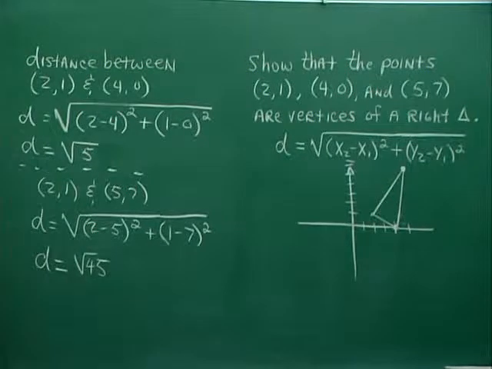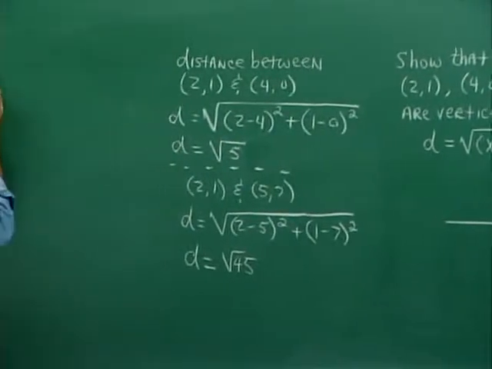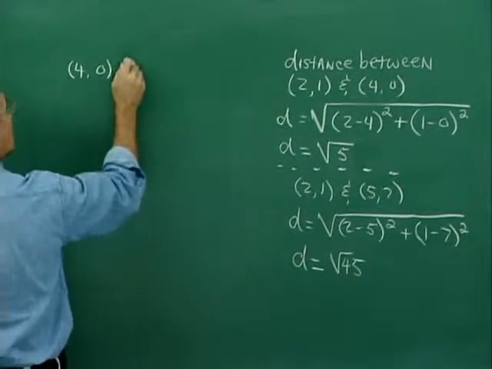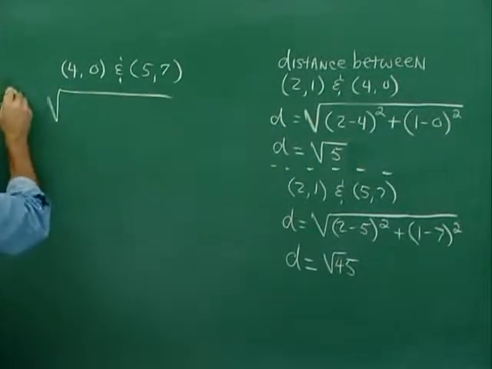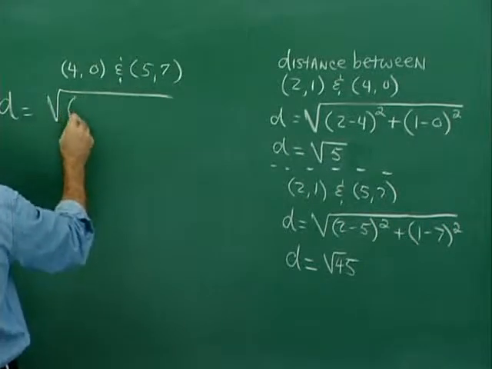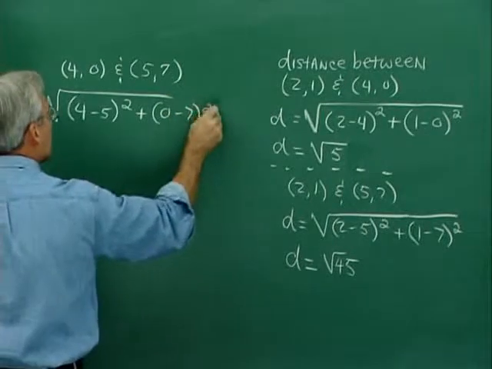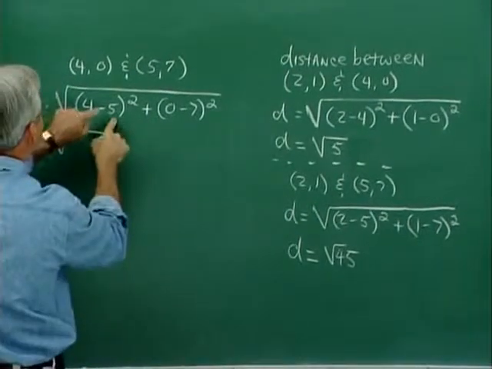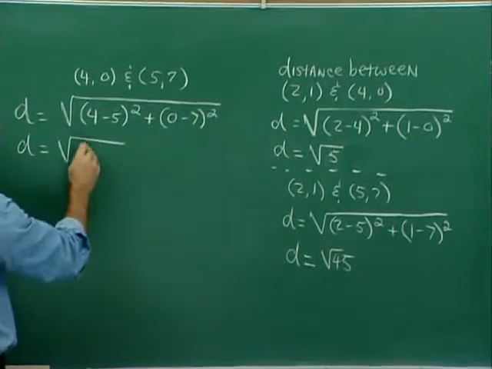Okay, I have one more. I'm just backtracking over here. So I want the distance between the 4, 0 and 5, 7. So I have the square root of, let's see, difference in x components, that's 4 minus 5 squared plus 0 minus 7 squared. That's the square root of, this is negative 1 squared, that's 1. This is negative 7 squared, that's 49. So this then would be the square root of 50.